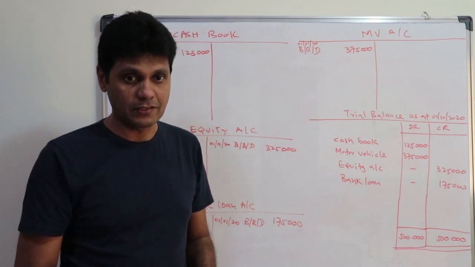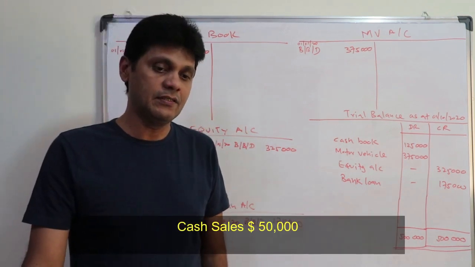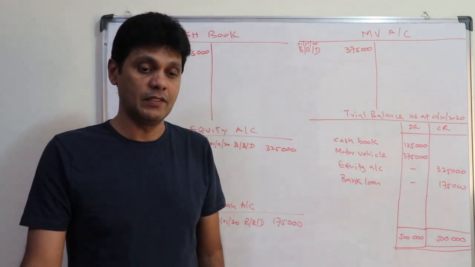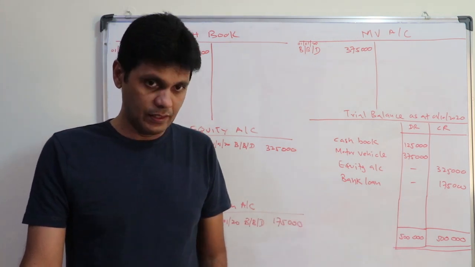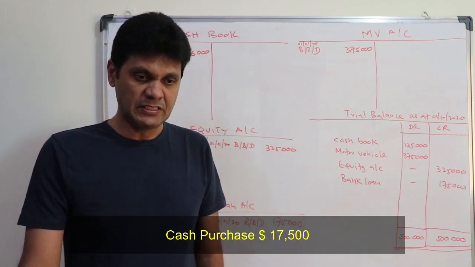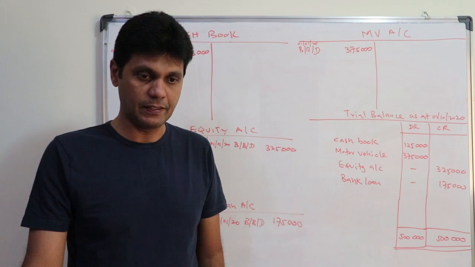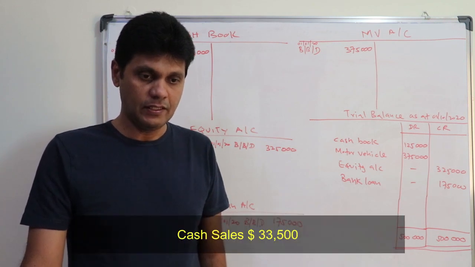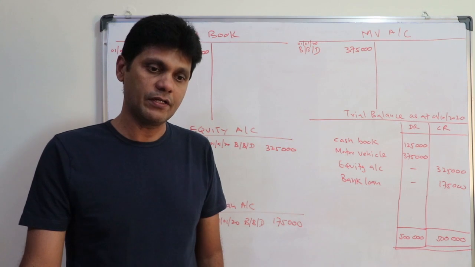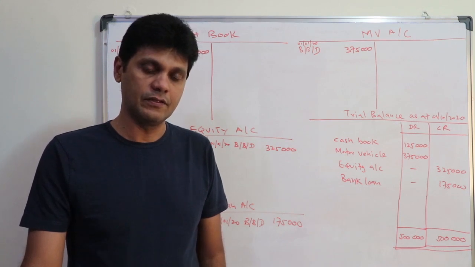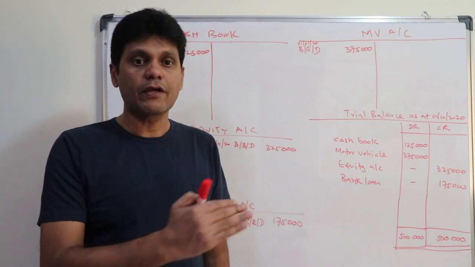Take down the first transaction. The first transaction is cash sales of $50,000. Second transaction, cash purchases of $25,000. Again, cash purchases of $17,500. Then the last one, cash sales of $33,500. So these are the transactions, and then we will record them.